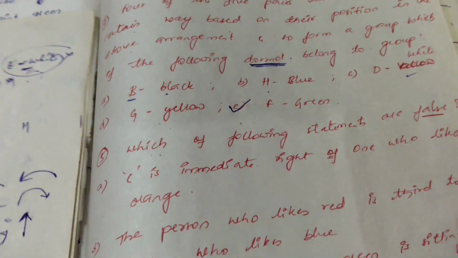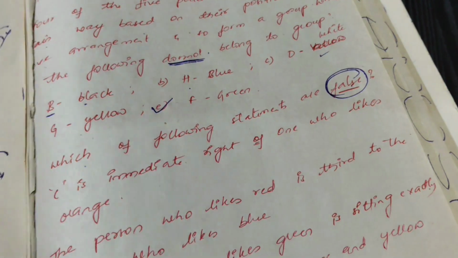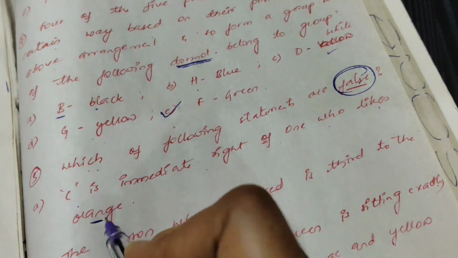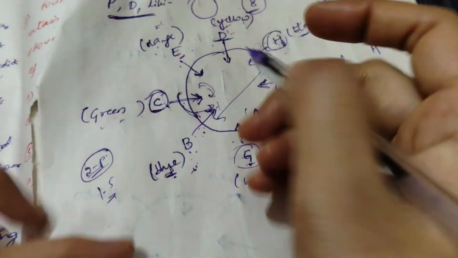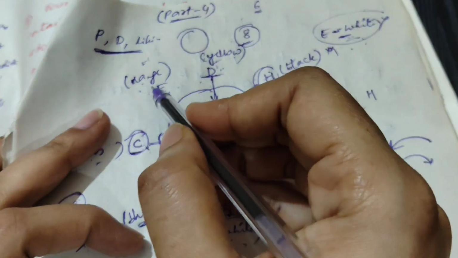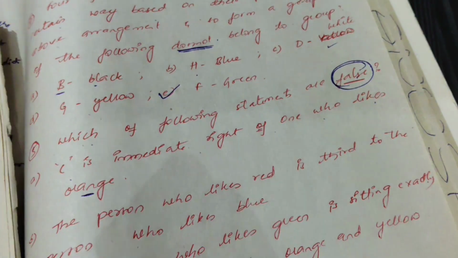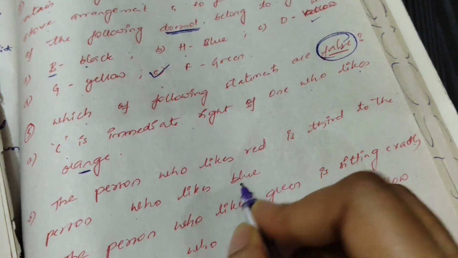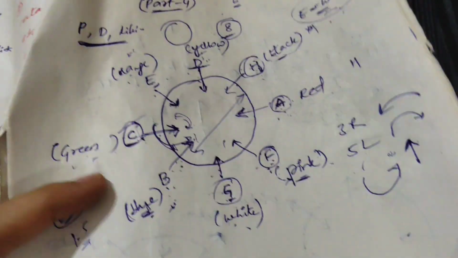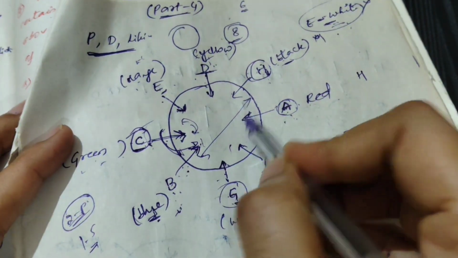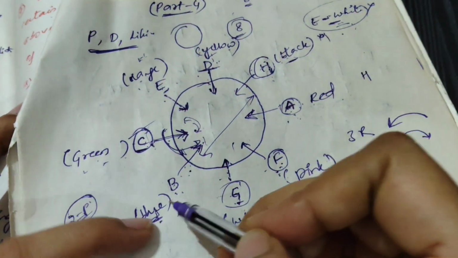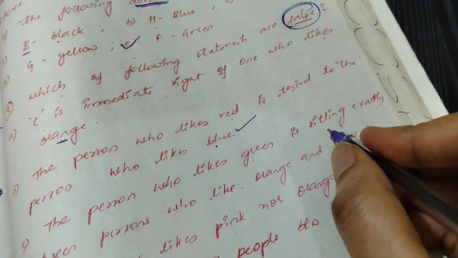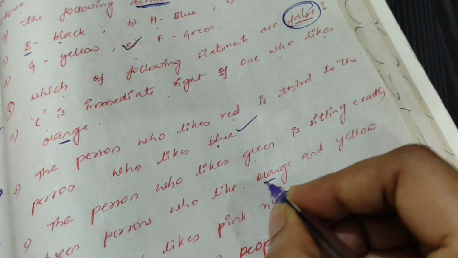Which of the following statements are false? Okay, mostly they will ask false and does-not-belong questions. Next, C is immediate right of the one who likes orange. So immediate right of orange is C. Where is orange? Orange, immediate right of orange is C, correct. The person who likes red is third to the right of blue. Blue, to the right means 1, 2, 3. Red, correct.